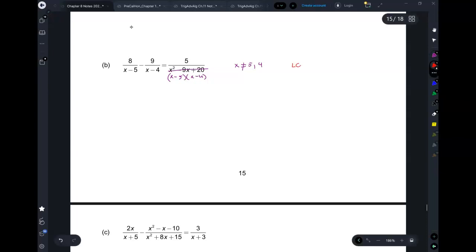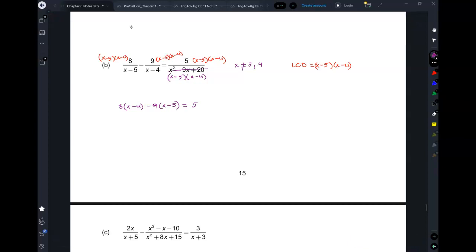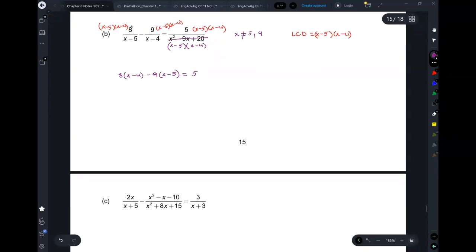The LCD is going to equal what? x minus 5 and x minus 4. So you're going to multiply each term by the LCD. So x minus 5, x minus 4, and this one. What we have left is 8 times x minus 4 minus 9 times x minus 5 equal to 5. Again, if you're left with some denominators, you did something wrong.